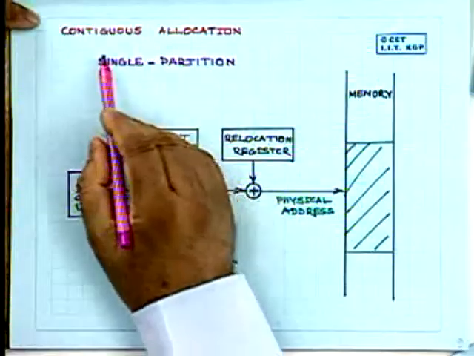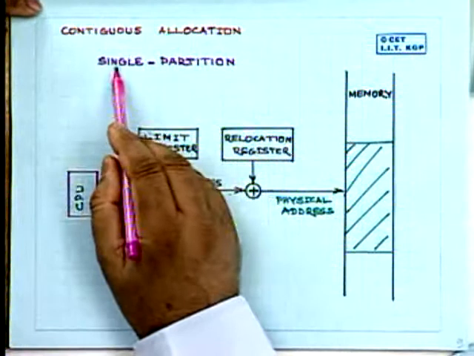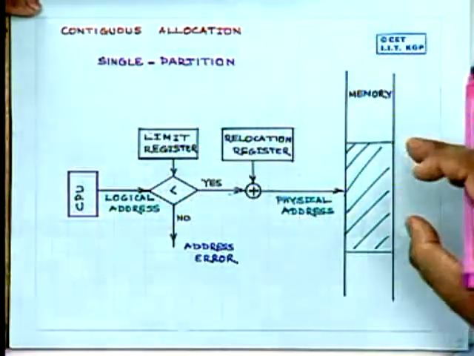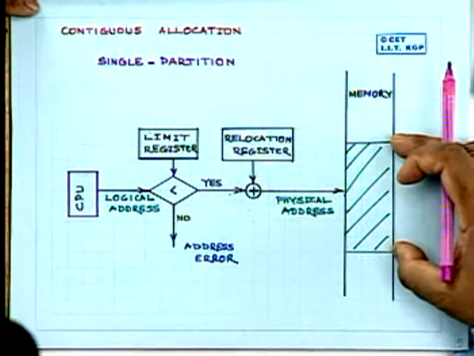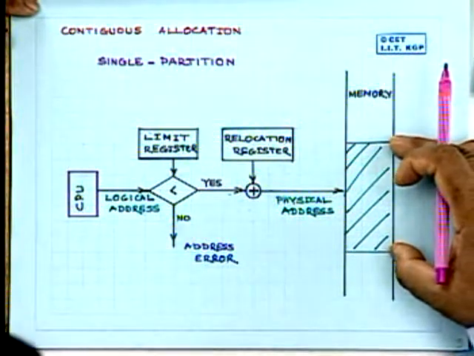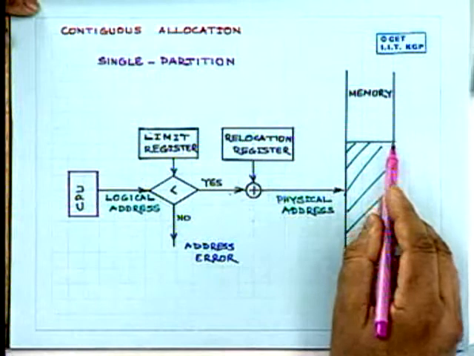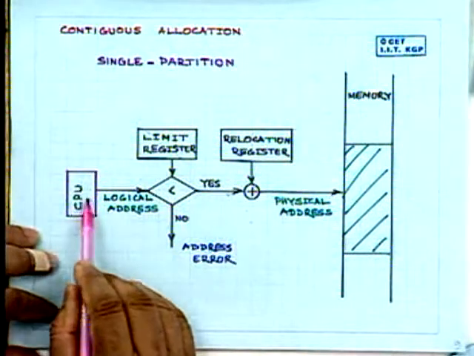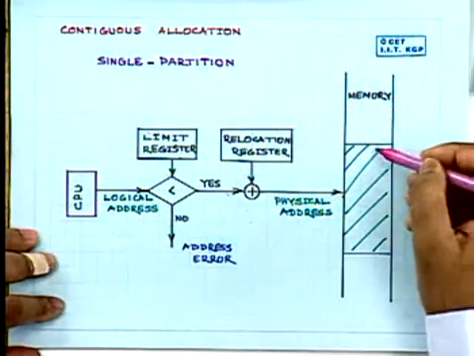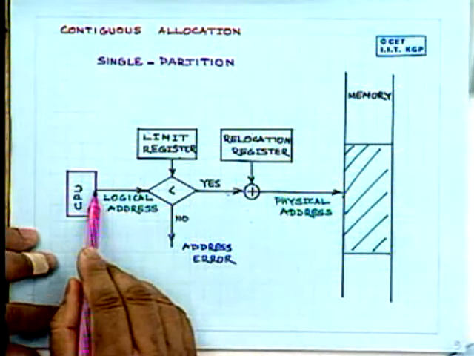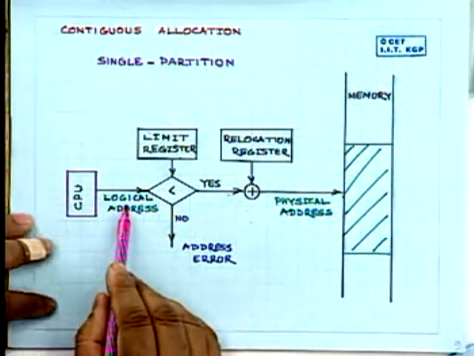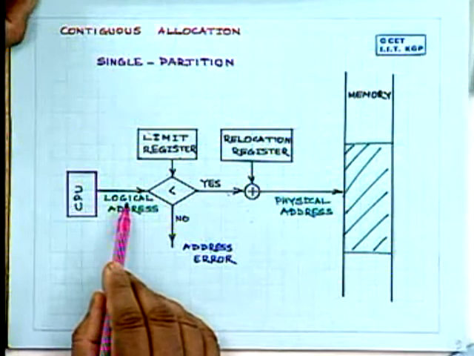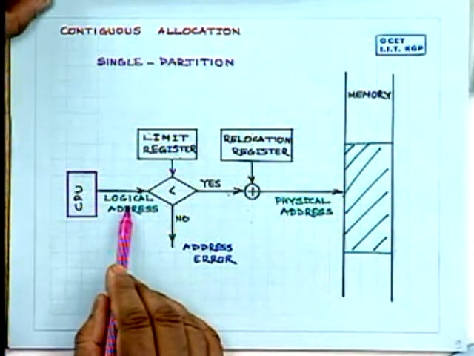Here I have shown a contiguous allocation, and I have shown a single partition. That means in the memory, only one process has been kept, in a contiguous memory location, from some starting address to the end address. Now, as this program is executed, as the process is executed, the CPU will generate a logical address at any time. That may be the logical address of an instruction. It may be the logical address of any data.